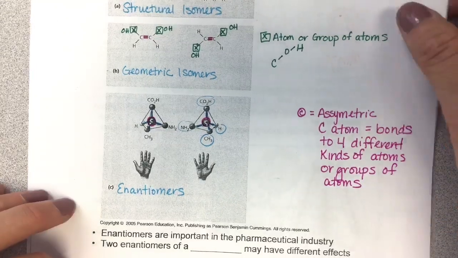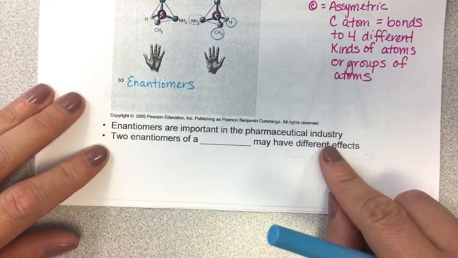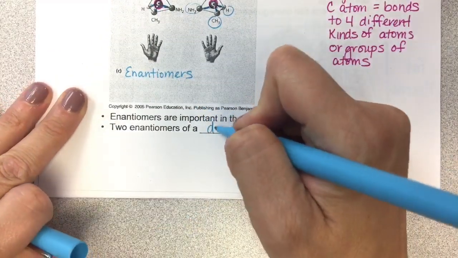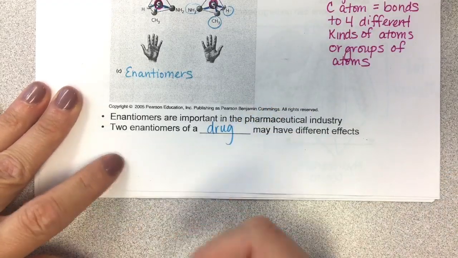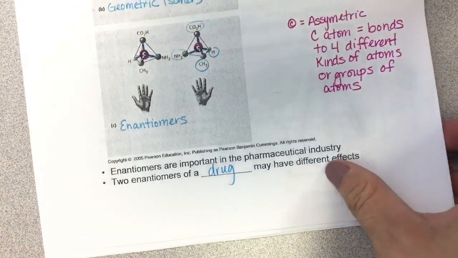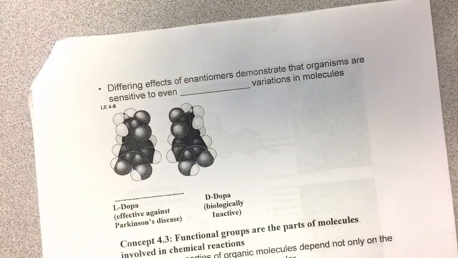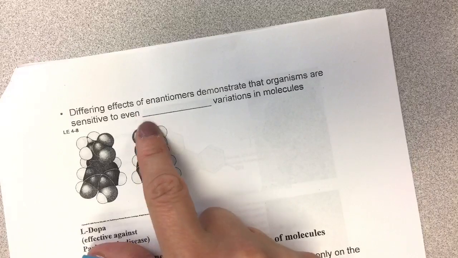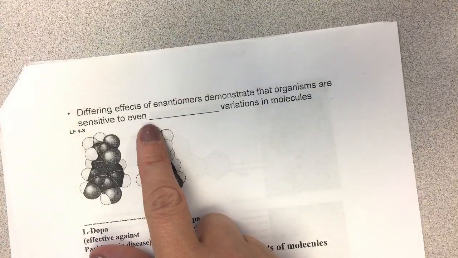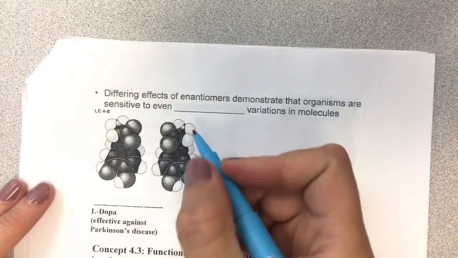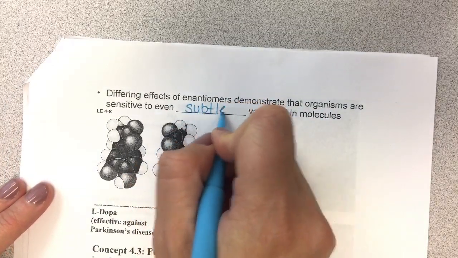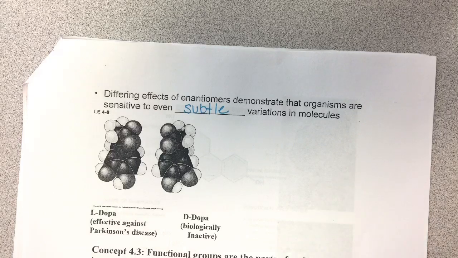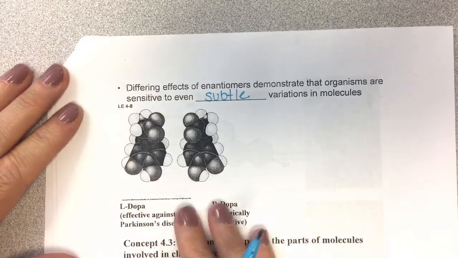And enantiomers are important in the pharmaceutical industry. 2 enantiomers of a drug. Remember, shape determines function. So 2 enantiomers of a drug may have different effects. And so differing effects of enantiomers demonstrate that organisms are sensitive to even very subtle variation in the molecule. And so if we look at an example here, these are 2 drugs.